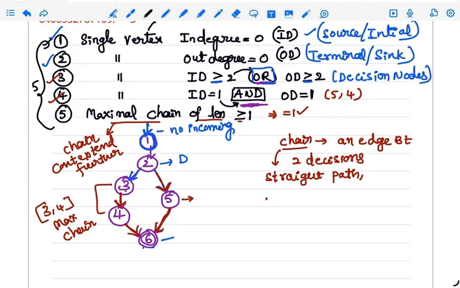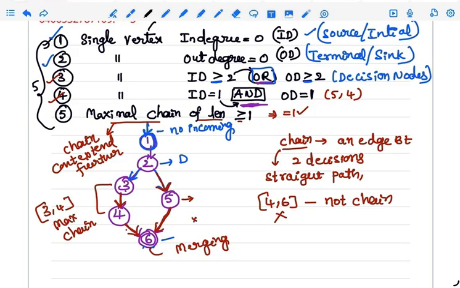Here 4 to 6 is not a chain. Why? Because at node 6 merging is possible, that is, the path from 4 to 6 and the edge 5 to 6 are merging at node 6. So this is not a chain. 4 to 6 is not a chain, and 5 to 6 is also not a chain.